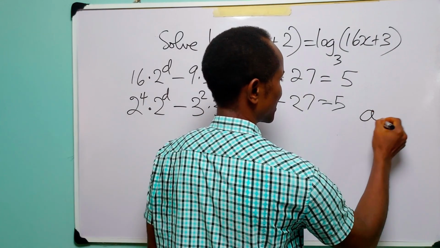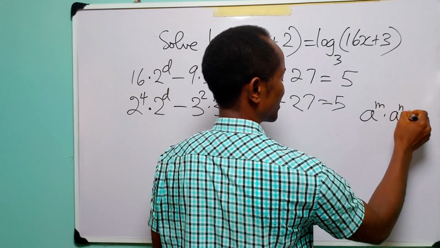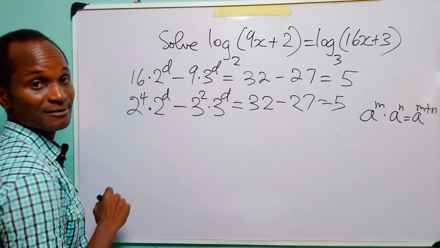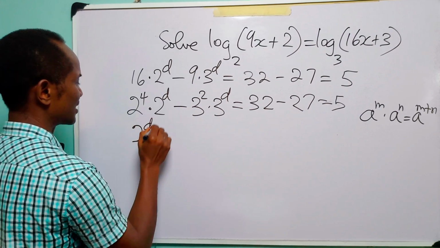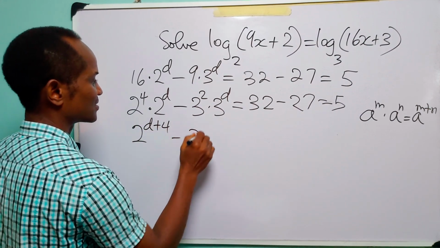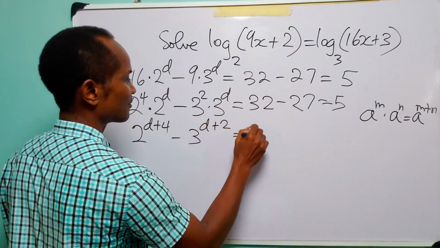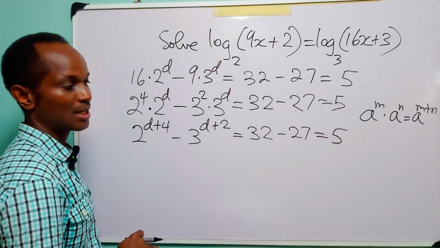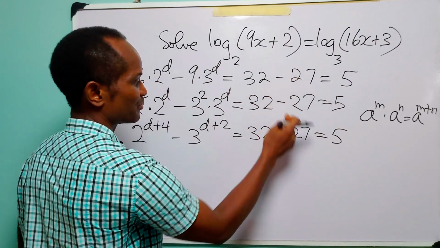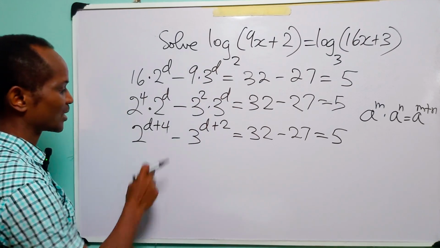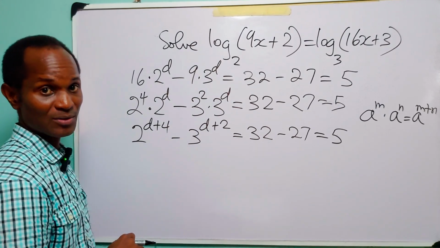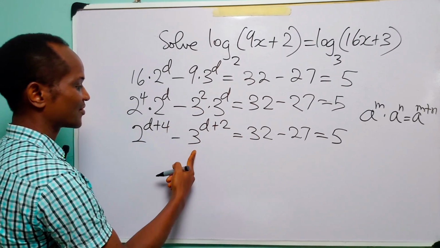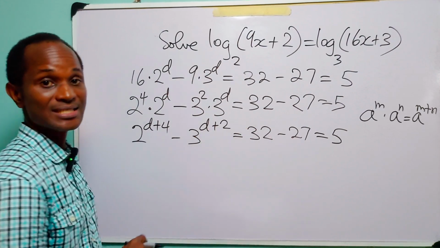And once more, remember that when we have a to the power m multiplied by a to the power n, this is equal to a to the power m plus n. So we can add these two exponents. When we do that, we have 2 to the power d plus 4 minus 3 to the power d plus 2 is equal to 32 minus 27, which is equal to 5. Now, you may be asking why I keep on repeating this 32 minus 27. Look at these two sides of the equation: 2 to the power d plus 4, 32; 3 to the power d plus 2, 27.